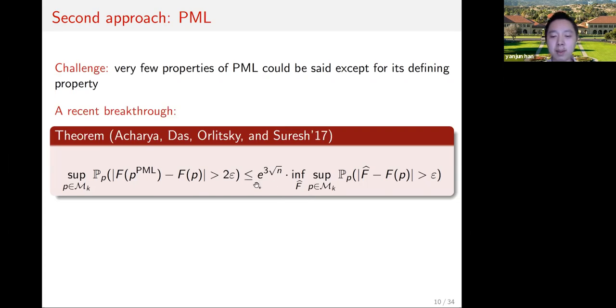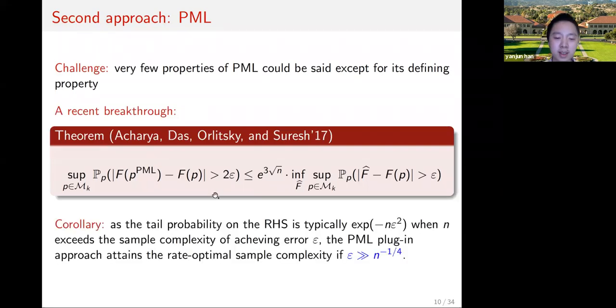You may wonder, maybe this competitive factor is very large because it is at least super polynomial. But the issue here is that the tail probability on the right-hand side typically has a sub-Gaussian tail, meaning that it is typically of the order e to the power minus n epsilon squared when n exceeds the sample complexity of achieving error epsilon. So when epsilon is greater than n to the power of minus 1/4, the probability on the left-hand side will still be exponentially small.